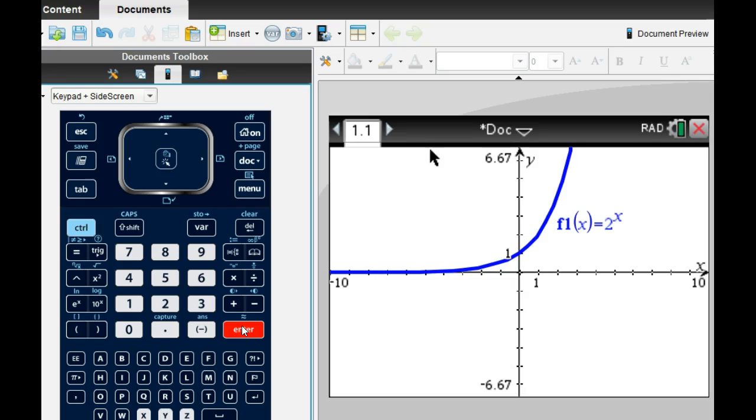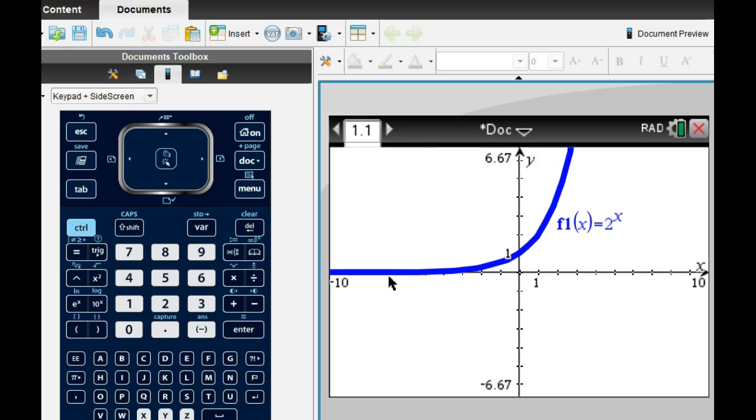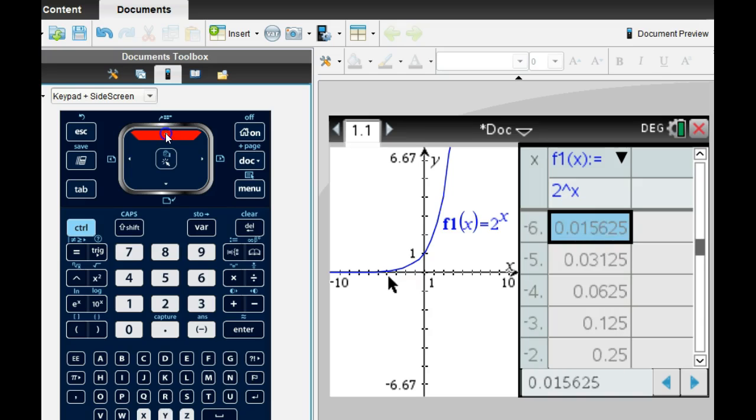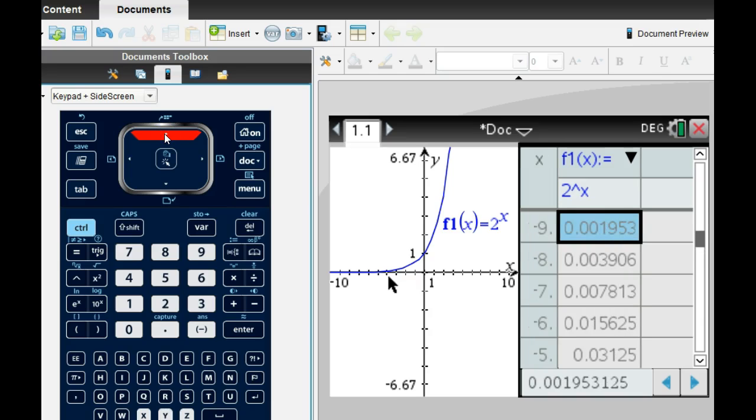Now, can you sketch that? Yes. Now, real quick, do you think this line touches the axis right there? No. Here's how you know. Hit Control T. Okay. See how it gets smaller and smaller and smaller? It's super, super small, but it's still not touching 0.